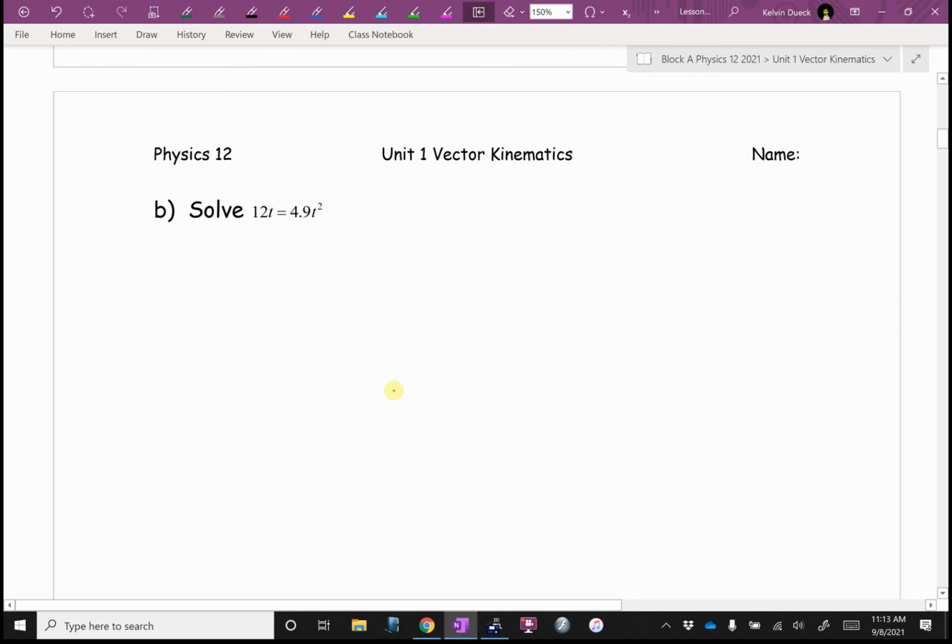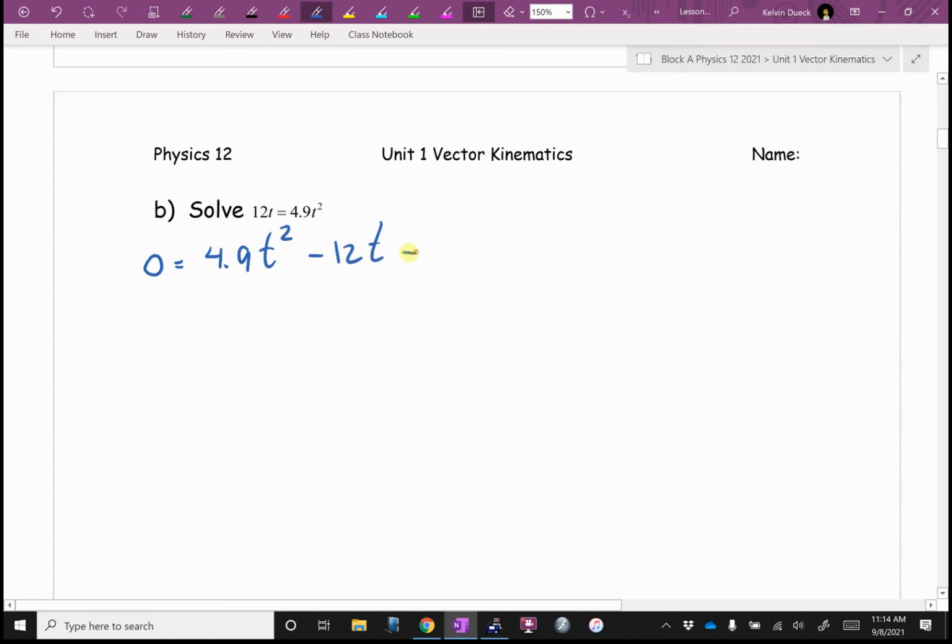B, solve that. What kind of an equation is this, and how do I know? It's a quadratic. You know how I know? It's got a square. What's step 0? Make it equal to 0. I'm going to minus the 12t over. So I'm going to go 4.9t squared minus 12t. Technically minus 0.